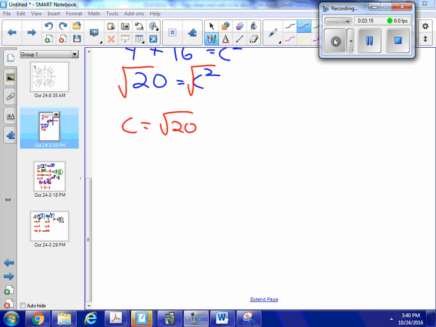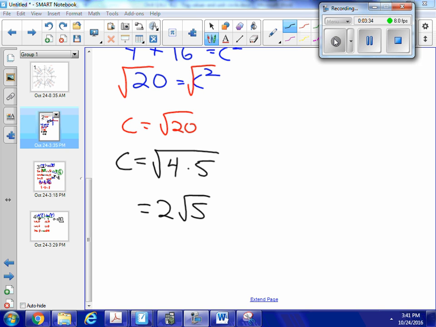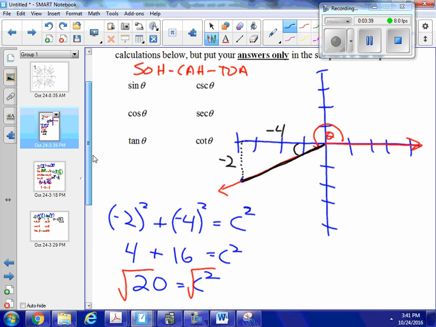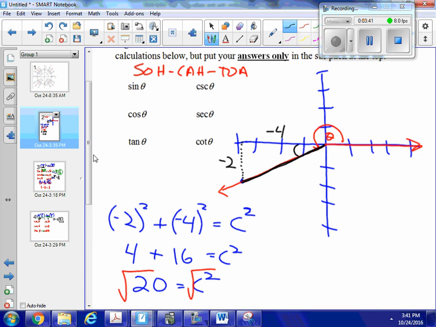Now, in order to complete this problem properly, I really need to see if I can simplify this. So c is equal to the square root, and I can see that there are perfect squares in here. I have the perfect square of 4 times 5, so really it's equal to 2 times the square root of 5. That's going to be my hypotenuse. So back up here to my picture. My hypotenuse is 2 square root of 5. So now I can start calculating my 6-pack values.